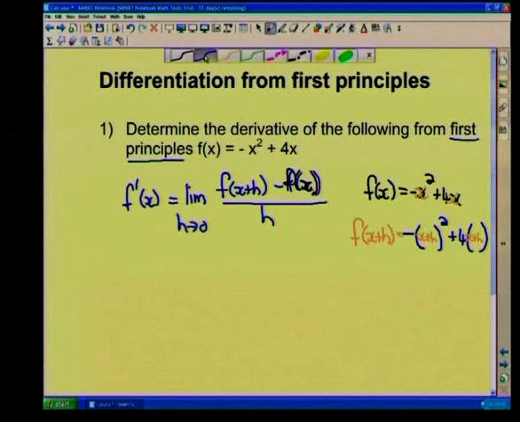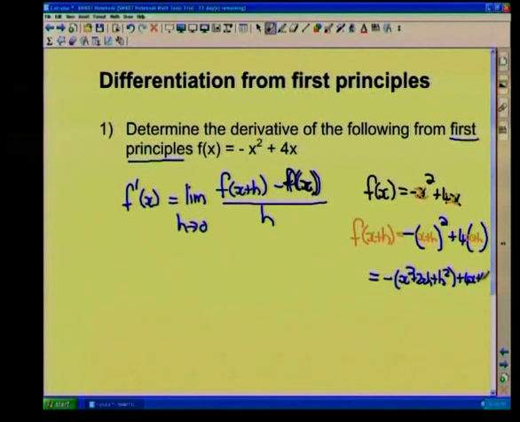Right, so doing that, I'm going to end up with minus, and remember we can use the shortcut on this, so it's going to be x squared, and then it'll be h squared. We times these together and double them. And then we've got plus 4x plus 4h. Right, which is minus x squared minus 2xh minus h squared plus 4x plus 4h, which is equal to, and basically we can't really take it any further, so that's good enough. So right, let's go to the formula.